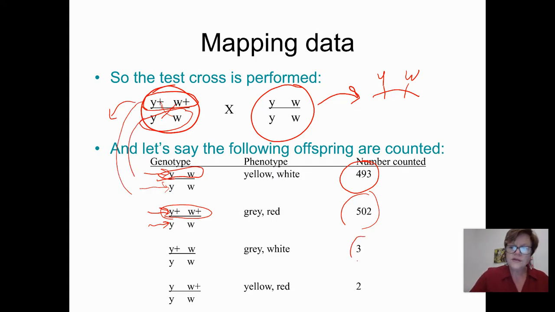Now down here in much smaller numbers, you have a group that have only 3 that have a gray body with white eyes and only 2 that have a yellow body with red eyes. And again, this bottom chromosome is the one that came from the father. So we know that the top chromosome is the one that came from the mother, but it would only be able to come from the mother after a crossover event in meiosis.